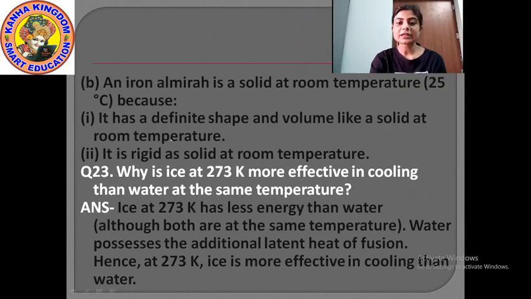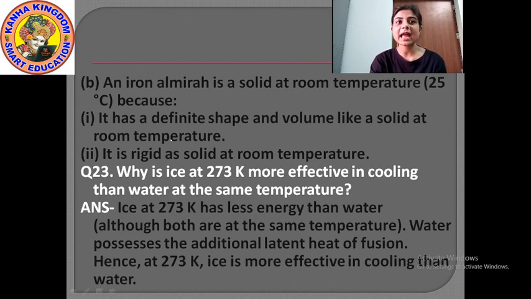Answer number 22B. An iron almirah is a solid at room temperature because it has definite shape and volume like a solid at room temperature. The almirah in which you keep your clothes is a solid because it has a fixed volume and fixed shape. That is why it is solid at room temperature.